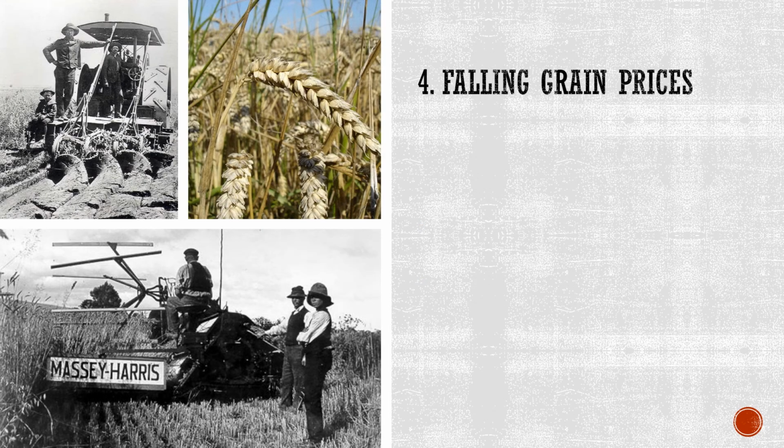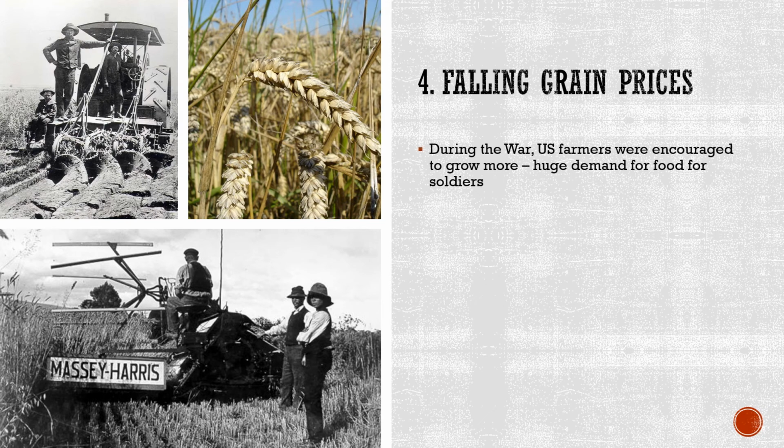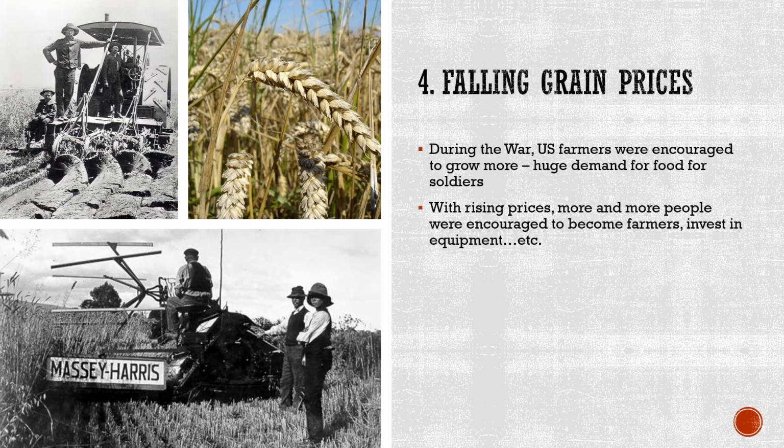So the fourth contributing factor to the Great Depression were falling grain prices during the 1920s. During the First World War, U.S. farmers had been encouraged to try to grow more food to support the war effort, and prices during the war years for grain were steadily rising. This in turn encouraged more and more people to get into the farming business. More land was purchased and put under the plow, farming equipment was purchased, often taking on debt to do so.